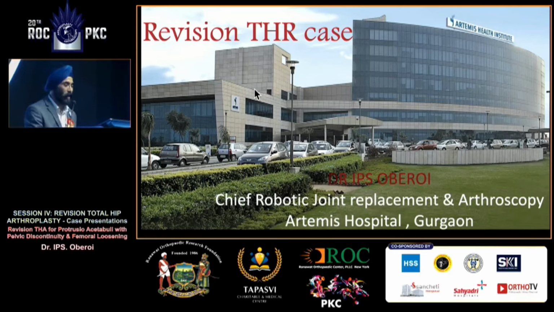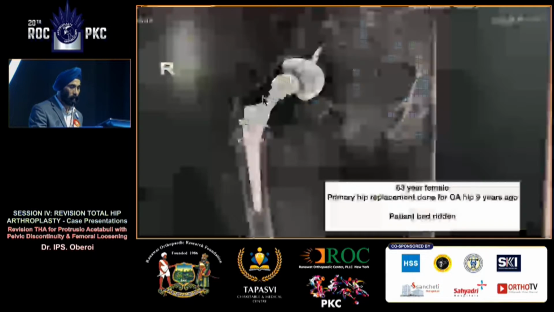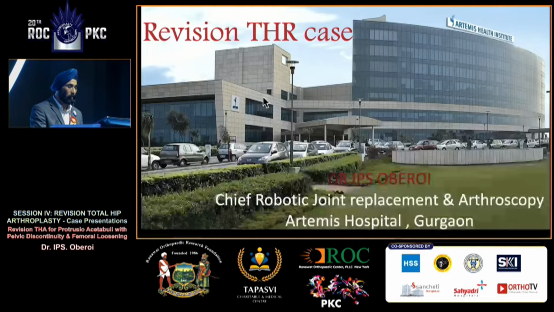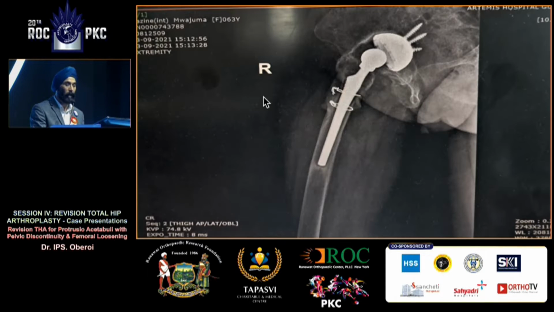Presenting a revision THR case, how do we progress it? Yeah, so that's a 63-year-old female, primary hip replacement done for osteoarthritis 9 years ago. Patient comes to us bedridden, that's her AP X-ray. And that's the lateral X-ray. Infection check, no infection, CRP, ESRs are normal.